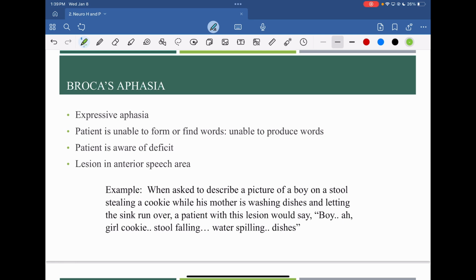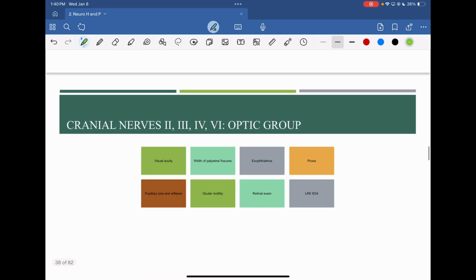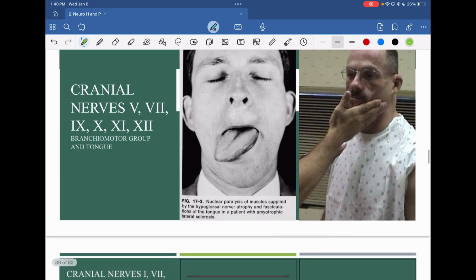Broca's aphasia is known as expressive aphasia. They're unable to form or find words, and therefore they can't produce the words. They are aware of the deficit, and the lesion is in the anterior speech area. So you can see this example. Describe a picture of a boy on a stool stealing a cookie, whatever's going on. And then you'll hear: boy, girl, cookie, stool falling, water spilling, dishes. Still getting the content right, just not able to form all the words to make a complete sentence. So that's Broca's.